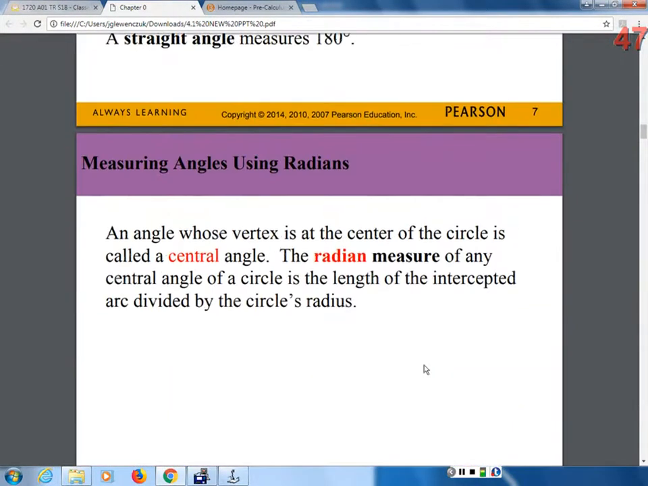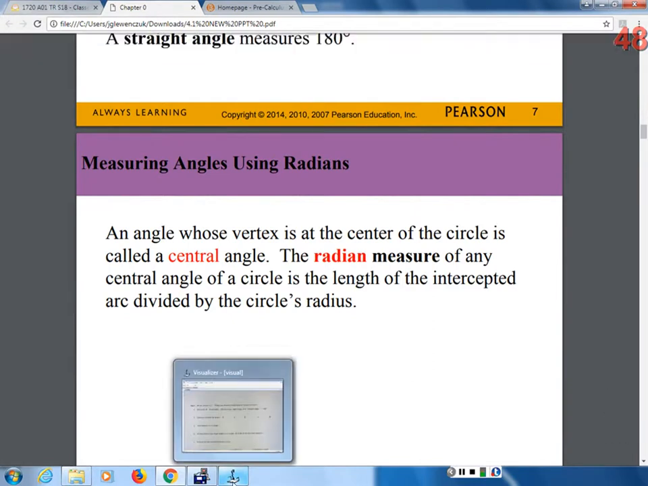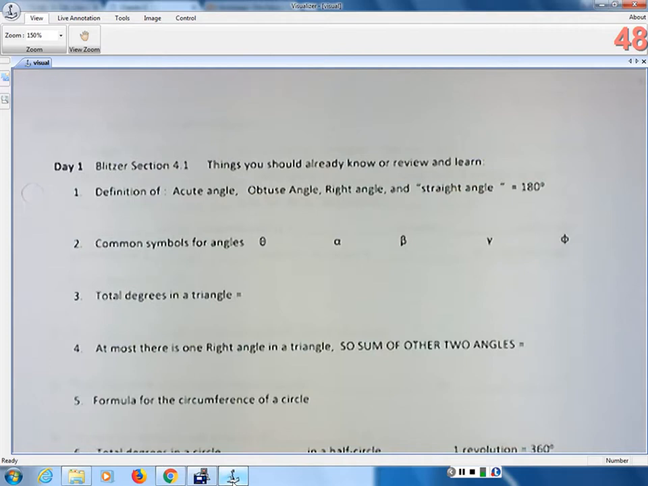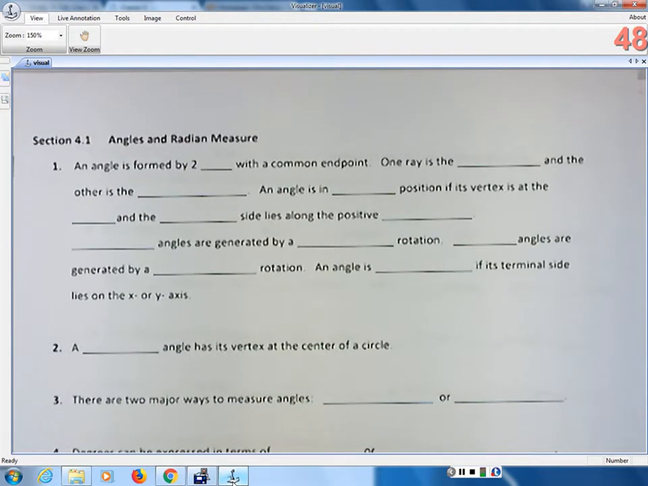All right, and then we need to be able to measure angles. So far, maybe I should be printing out, filling in these notes a little bit. Let's see. I don't know when we're going to get to number 2.